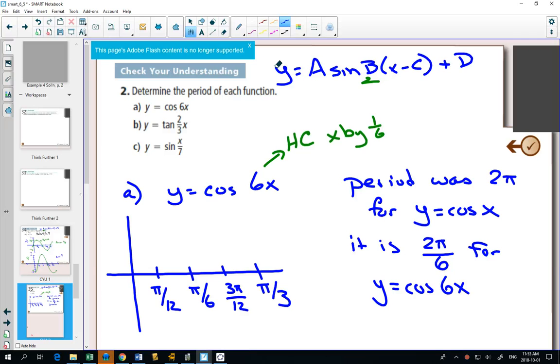Nothing changed the amplitude for this one, so it still goes up to 1 and down to -1. It's a cos graph. Where does a cos graph start? At a maximum. Okay? And then it goes middle, minimum, middle, maximum. Draw your curve through all of those. And we've got our graph.